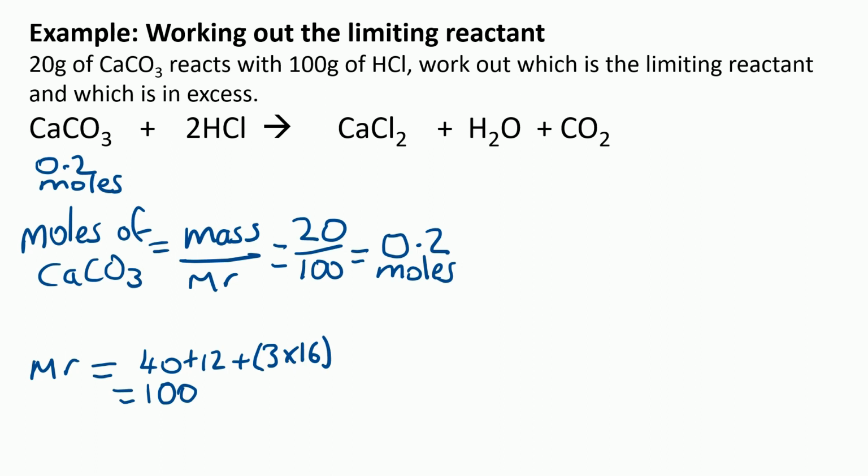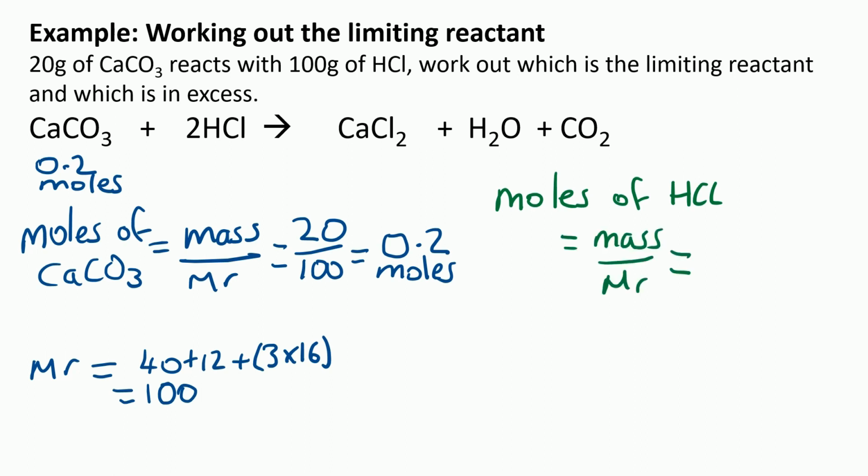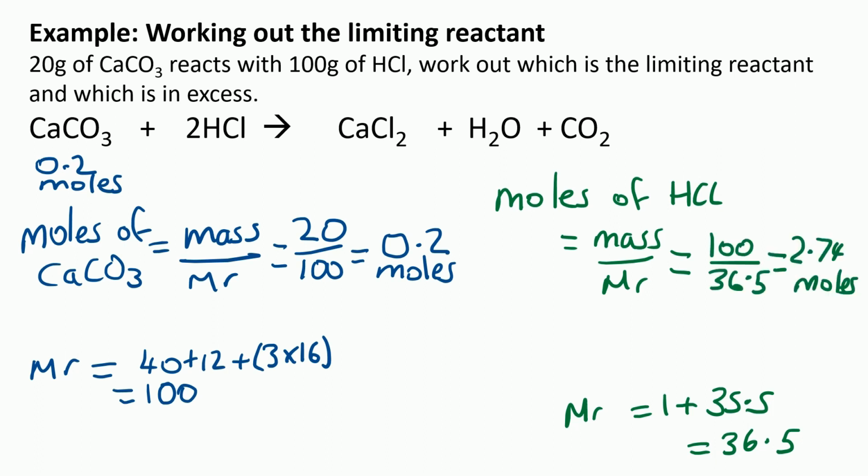We do exactly the same for HCl. Moles of HCl equals mass over Mr. The Mr of HCl is 1 for the hydrogen plus 35.5 for chlorine. So the total Mr is 36.5. And in the question it tells us we've got 100 grams of it. So the moles is 100 over 36.5, which is 2.74 moles. And once again, we annotate the equation with that number.